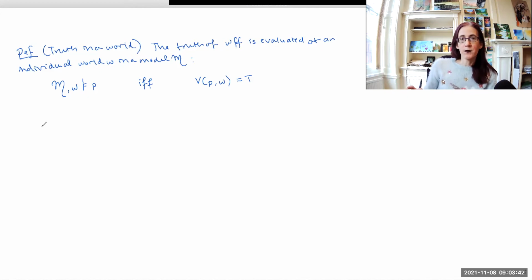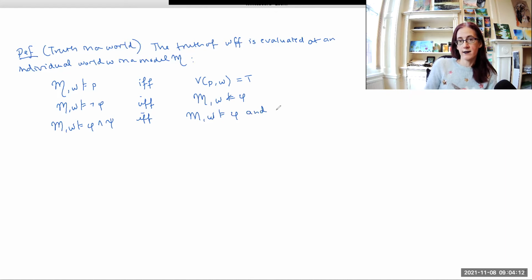Now, this is what we get just from the definition of our valuation function. What follows afterwards is building it up recursively. All of the propositional stuff is exactly what you would expect. If you have some complex formula phi, then its negation will be true at a world if and only if phi is not true at that world. A conjunction phi and psi will be true if phi is true at the world and psi is true at that world. A disjunction between phi and psi is going to be true if and only if one of the disjuncts is true.